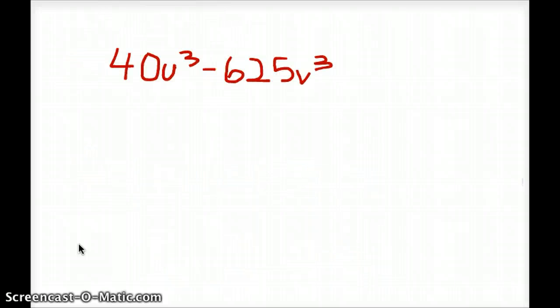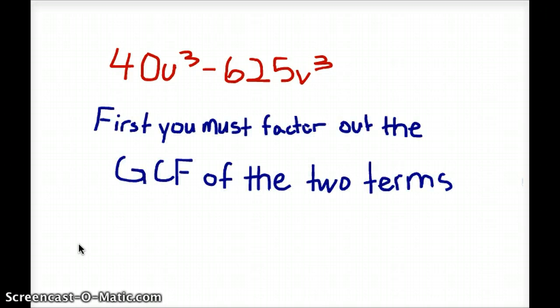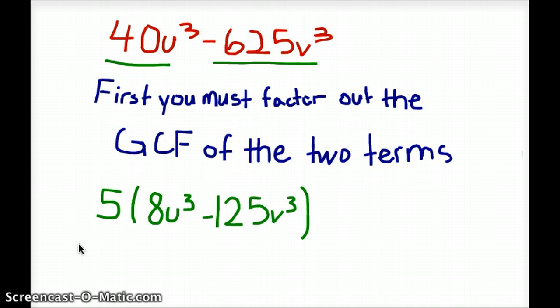So in this last example, we have 40u cubed minus 625v cubed. First, you must factor out the GCF of the two terms we have. So what is the GCF of this equation? The GCF is 5. So after factoring out 5 from both numbers, you should have 8u cubed minus 125v cubed.